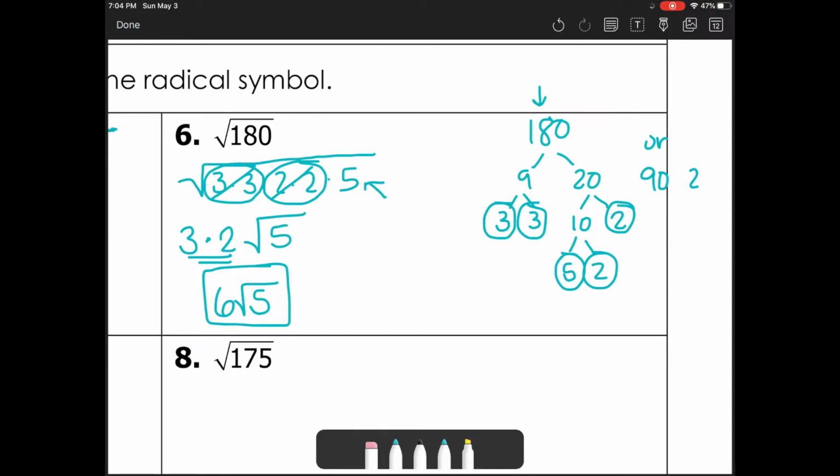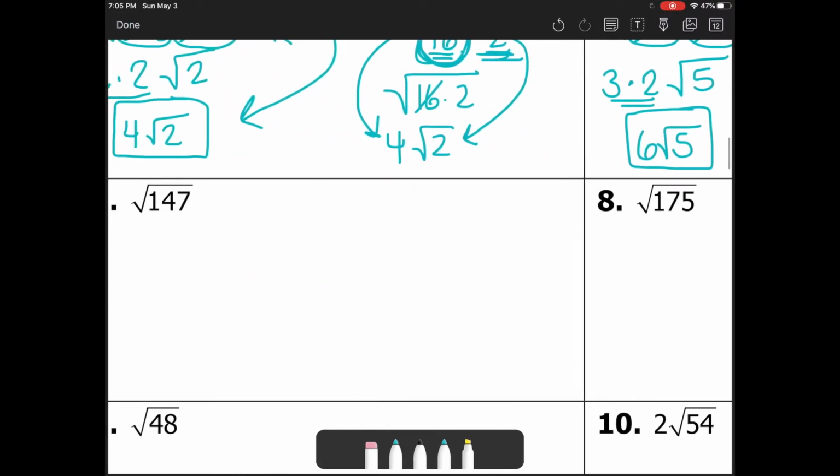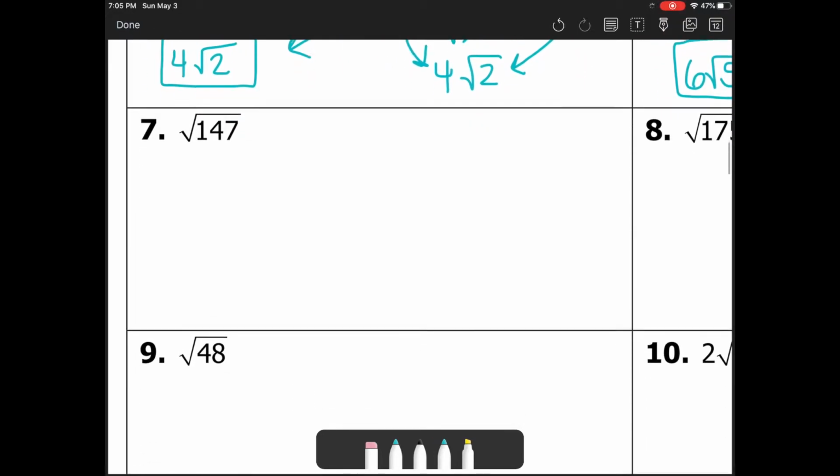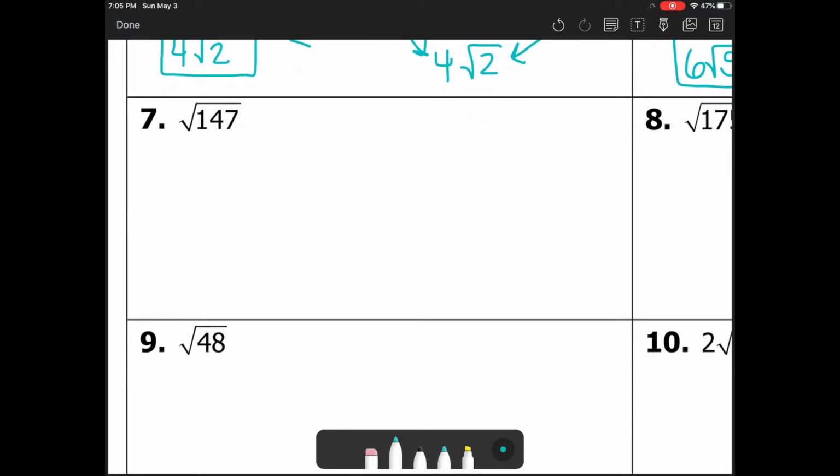Let's look at number, let's see, where did I want to go from here? Let's look at number 7. I have the square root of 147. So I'm going to make a factor tree. And when I first look at 147, I don't have the slightest idea what goes into 147, but I know 2 doesn't because it's not even. I know 5 doesn't because it doesn't end in 5 or 0. And 7s are usually weird kind of numbers. So I decided to start with 3. And on my calculator, I did 147 divided by 3, and that gave me 49.